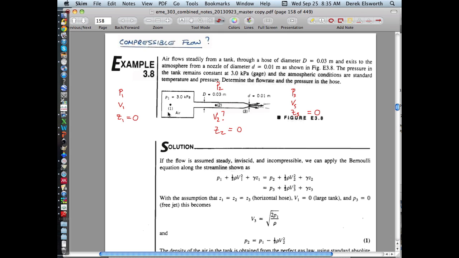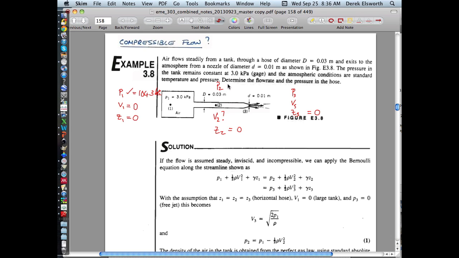Big tank, stagnant, so set the velocity to 0. The pressure we know is 3 kilopascals gauge, which is equal to, for instance, 104.3 kPa, right? If we did absolute pressures. And the reason that we might use absolute pressures is because we're dealing with a compressible gas.